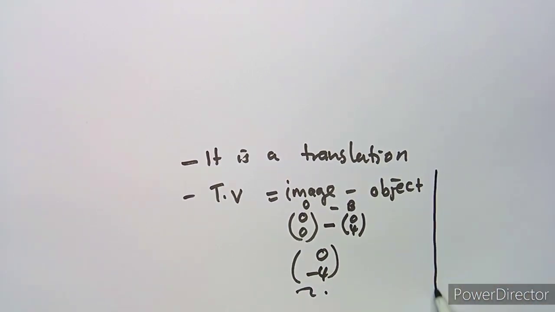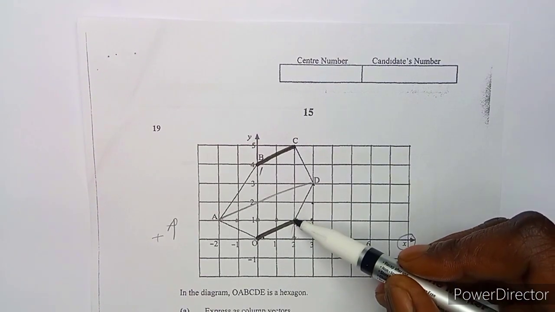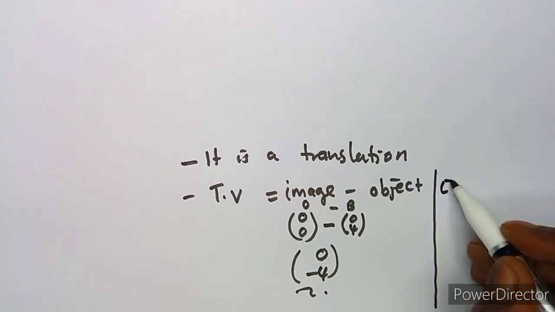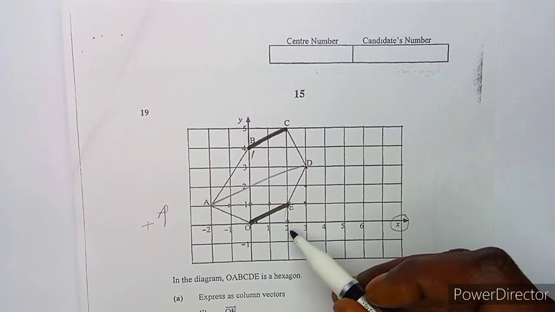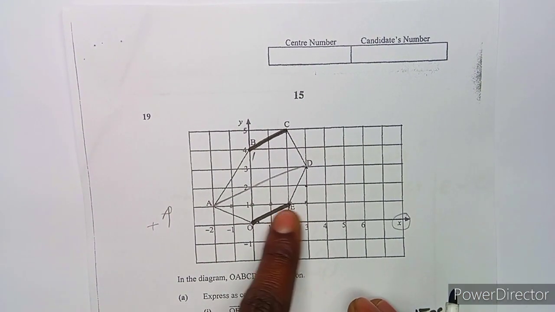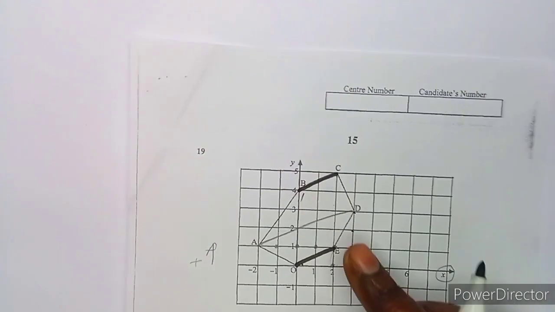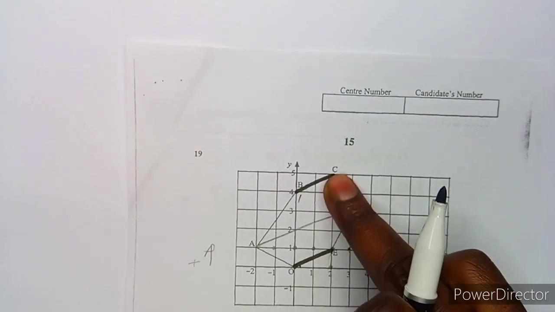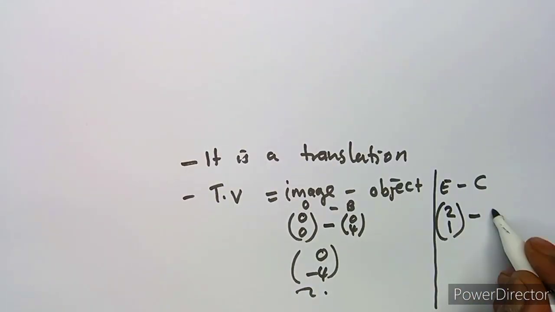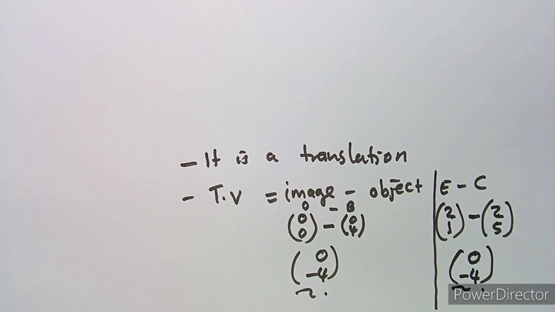You can even prove with another point to see if it is the same. Image minus object. Your image is E, your object is C. So E minus C must give us the same answer. The point E, X is 2 here and Y is 1, so this is 2, 1. We take the coordinate but write it as a vector. Minus C, X is 2 and Y here is 5, so this is 2, 5. So you can subtract 2 minus 2, that's 0, and 1 minus 5, which is minus 4. So as you can see, we are having the same translation vector.